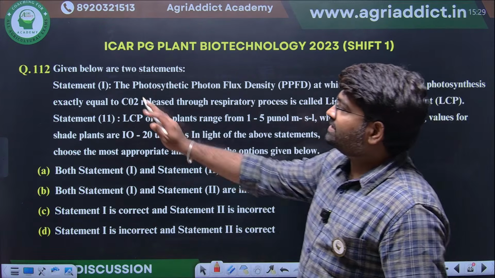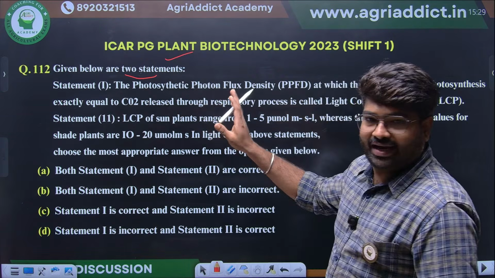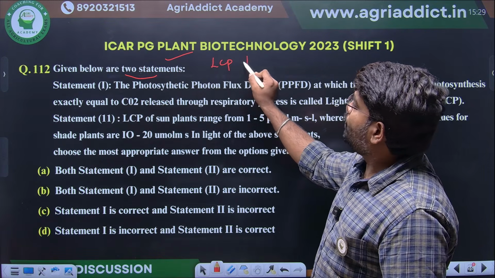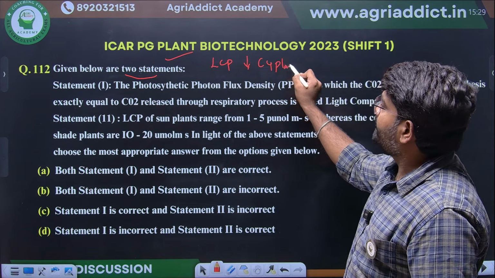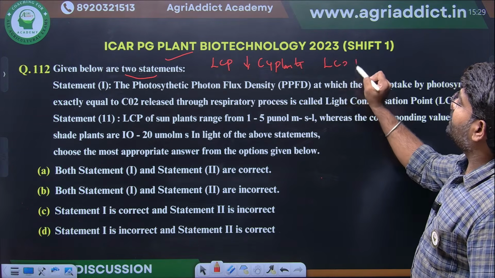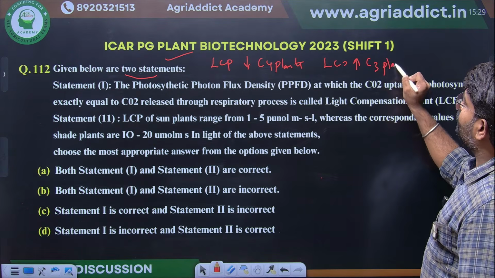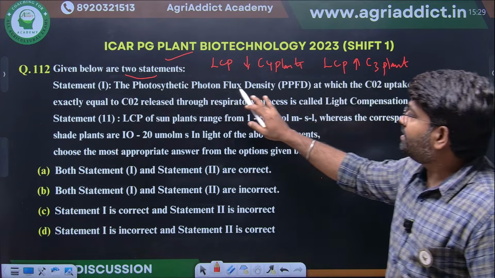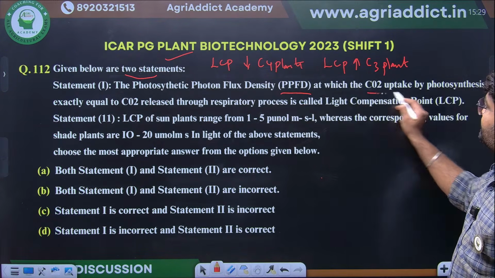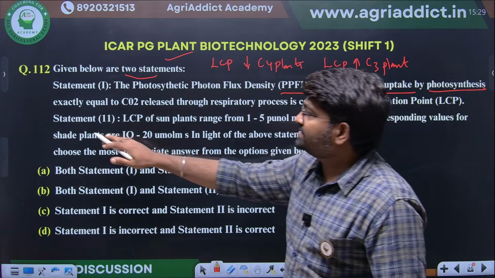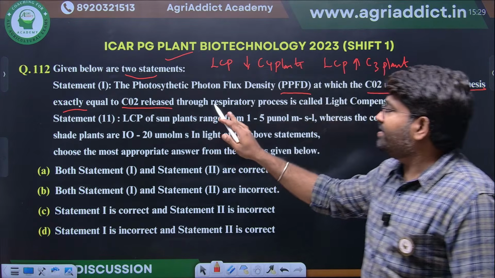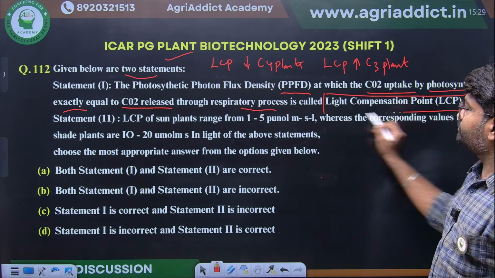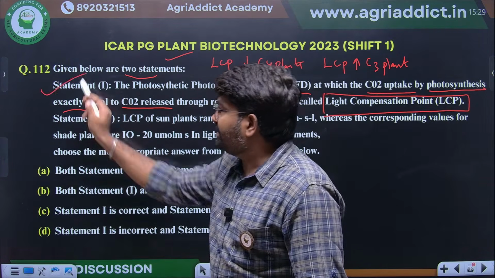Again, about photosynthesis they are asking this question. They have given two statements about the light compensation point. The light compensation point will be low for C4 plants. This we know. LCP will be high for C3 plants. If you know this basic concept, this question will be easy. The photosynthetic photon flux density at which CO2 uptake by photosynthesis is exactly equal to carbohydrate released during respiration is called the light compensation point. Yes, this is correct.